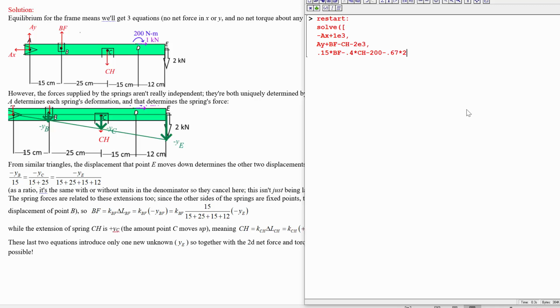0.67 times 2E3. Is that right? Let's double check that. This and this is like 2 20s. Okay. And then we've got another 20 that's a 60, and then the 7. Okay, looks good. All right, so that's 3 equations, and it's not enough, right?